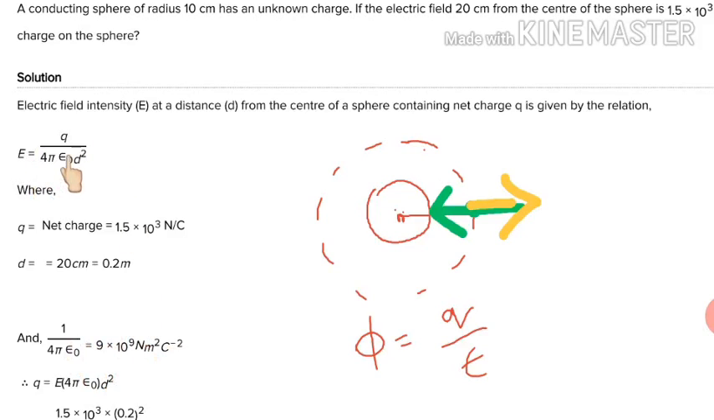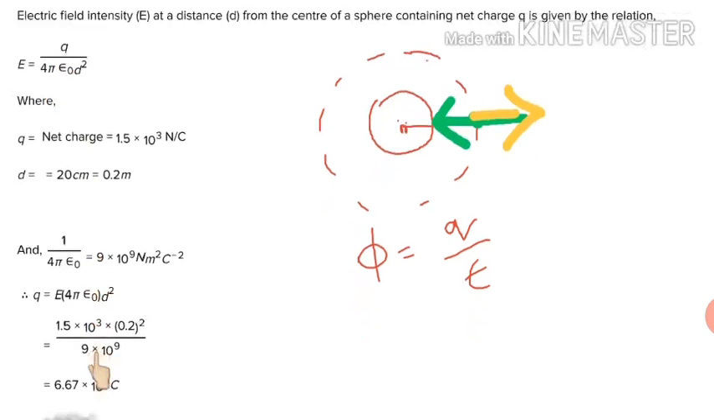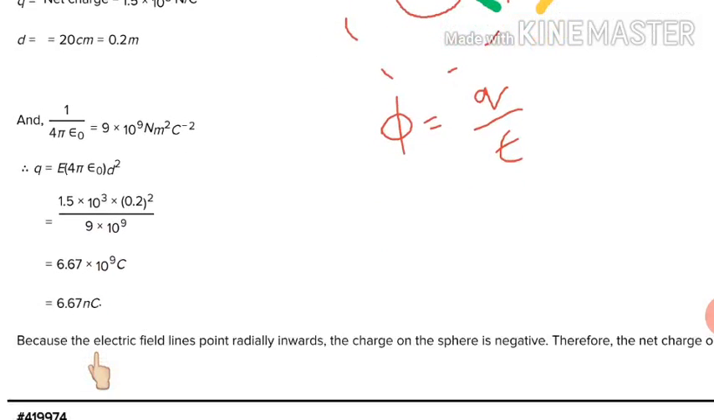Okay, so now we are supposed to calculate Q. So Q we will keep on one side, and we will shift these terms onto the other side. So finally we can write Q is equal to E into 4 pi epsilon naught d square. In place of E we have substituted this value, in place of d 0.2, and in place of 4 pi epsilon naught we write 1 upon 9 into 10 to the power 9.